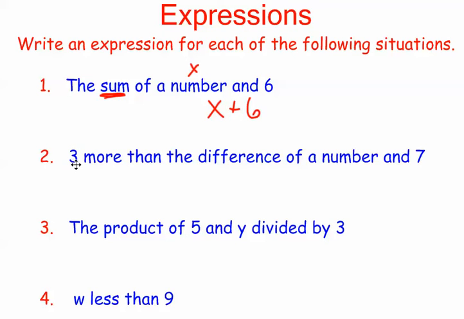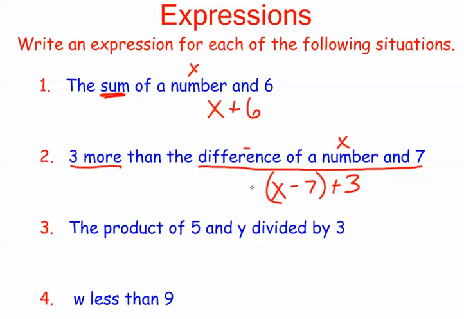Number 2, 3 more than the difference of a number and 7. So 3 more, and then we're going to have the difference of a number and 7. Remember, I always said kind of go to the end first. So the difference means we're subtracting a number. I don't know what it is. So the difference of x and 7. And then 3 more than that. Okay, so I'm just going to put parentheses around that. You don't have to. That 3 could go in the front if you wanted, because if I'm adding, it doesn't matter if I do it at the front or the beginning.